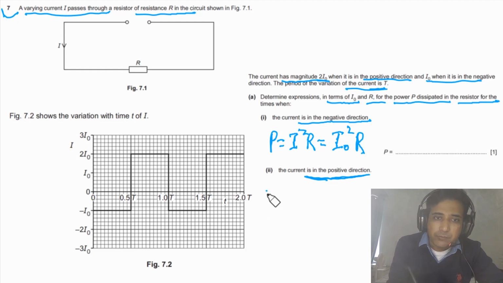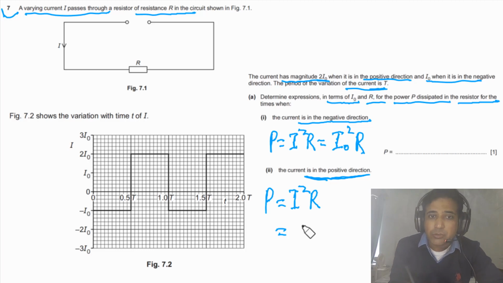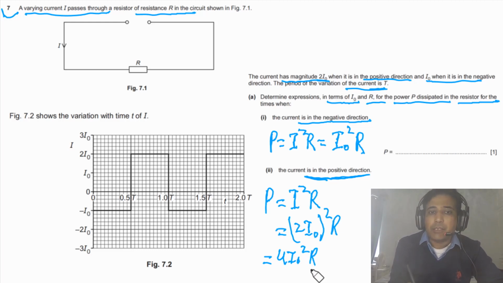And for the positive direction, we have to repeat the same method. For DC current, we use I squared times R. But in this case, the value of current is 2I0, so simply we have to replace I with 2I0, squared, times R. If we solve this one, we will get 4I0 squared times R. So this is how simply you can calculate.